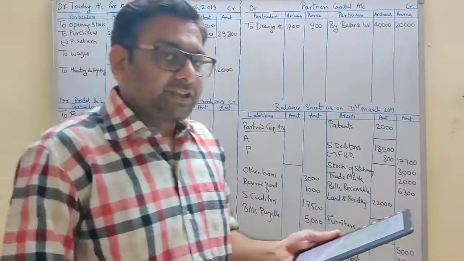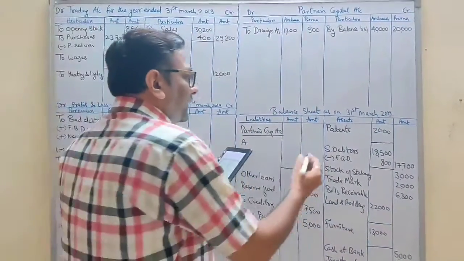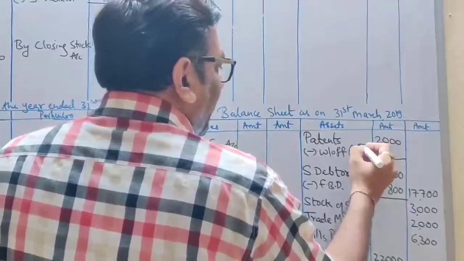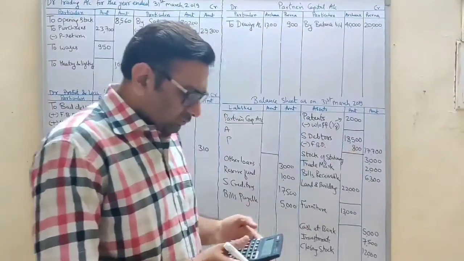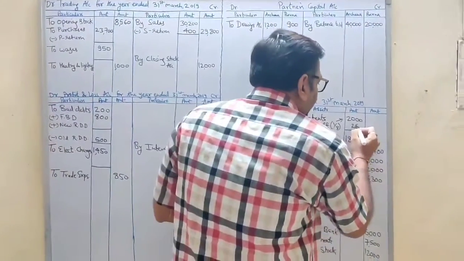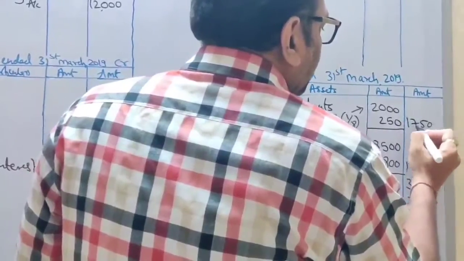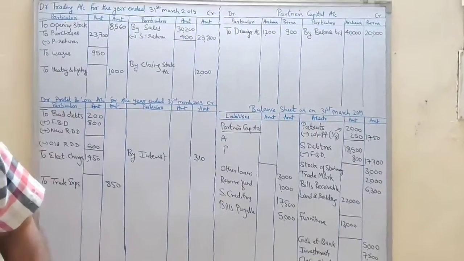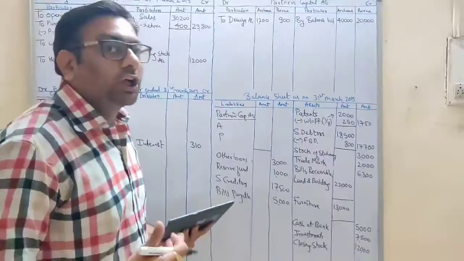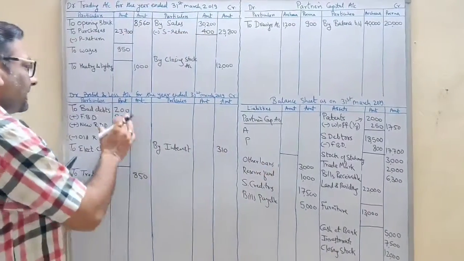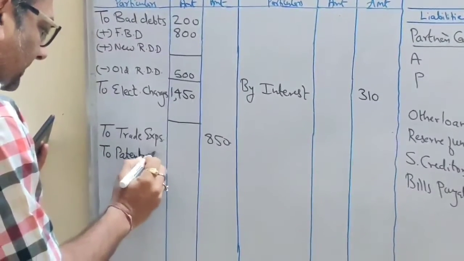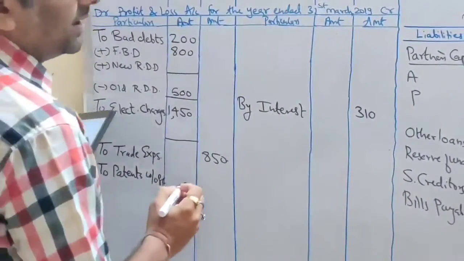Done with the second. Now the third adjustment. 1/8 of the patent is to be written off. So how much is 1/8 of 2,000, students? It will be 2,000 divided by 8, that is 250. So if you minus 250, it will be 1,750. Now students, you have to give the second effect of this. Since your asset is decreasing, is it a profit or loss, students? It's a loss. So you will write it in the P&L account, debit side, patents written off.